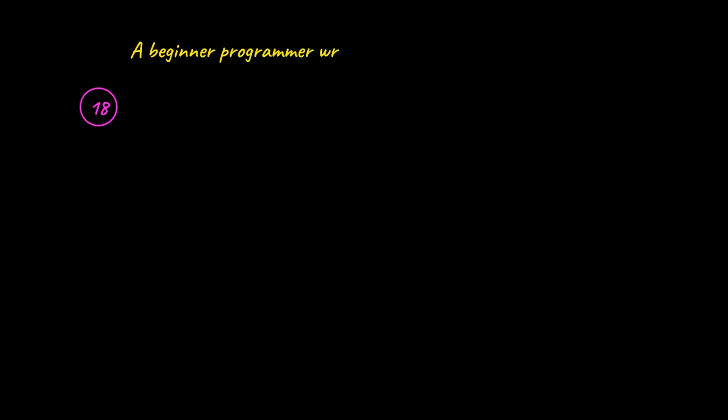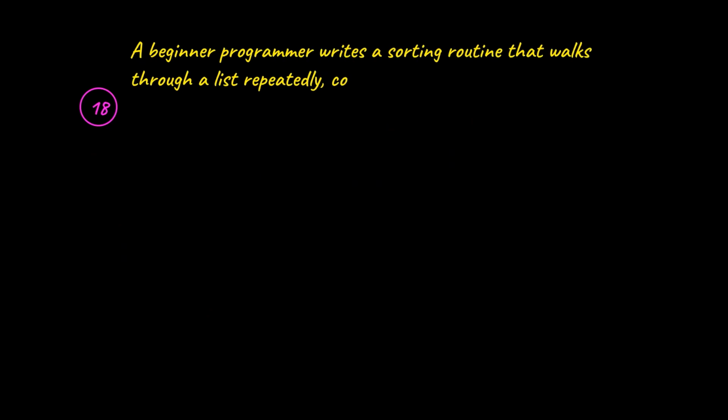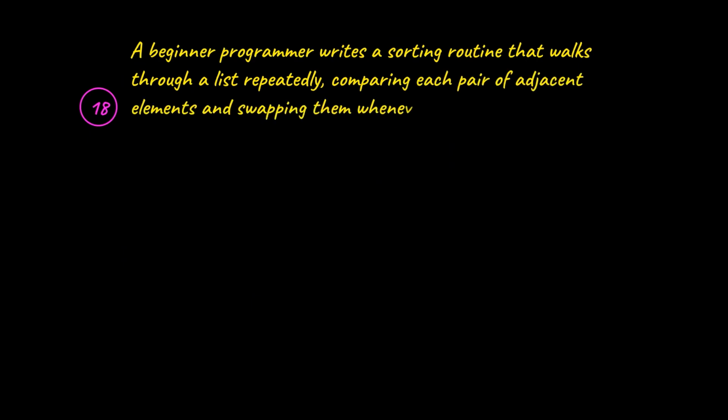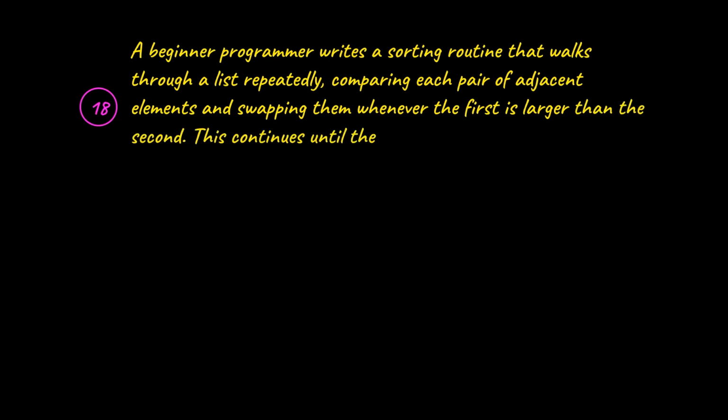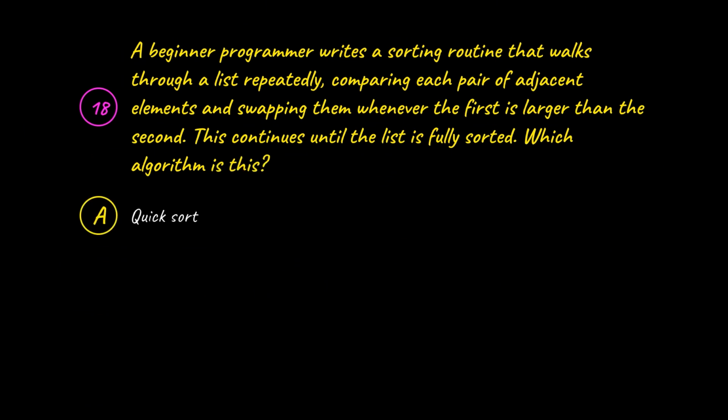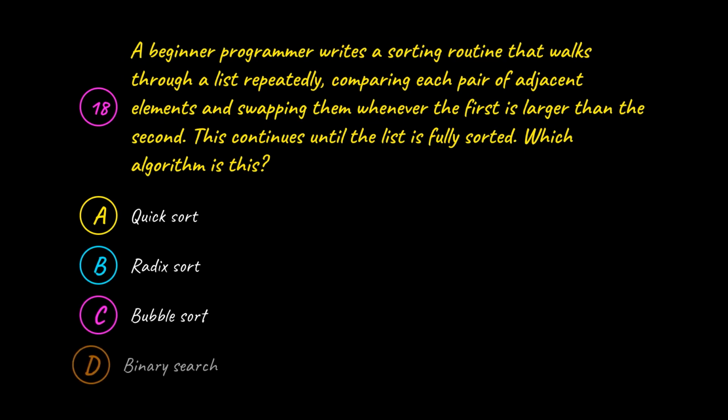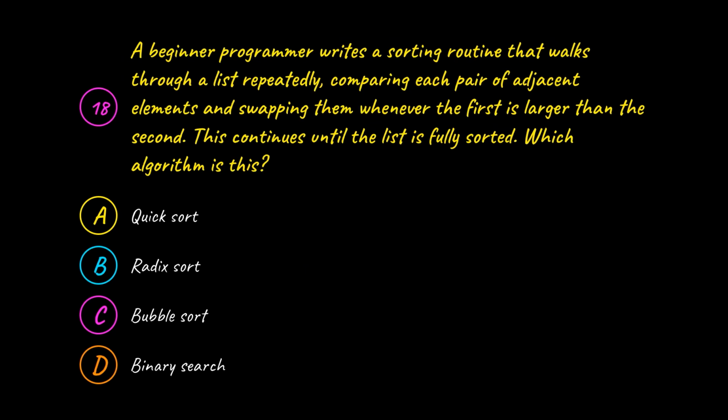Question 18. A beginner programmer writes a sorting routine that walks through a list repeatedly, comparing each pair of adjacent elements and swapping them whenever the first is larger than the second. This continues until the list is fully sorted. Which algorithm is this? Your options are A. Quick sort, B. Radix sort, C. Bubble sort, D. Binary search. Take a second. Which answer would you pick?